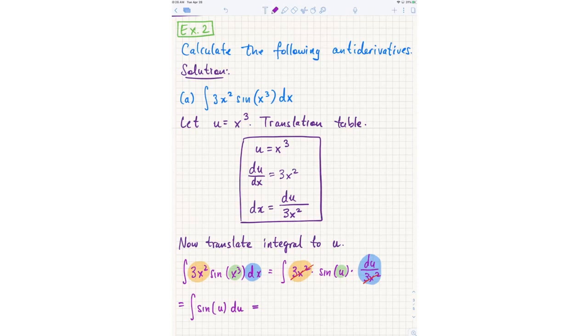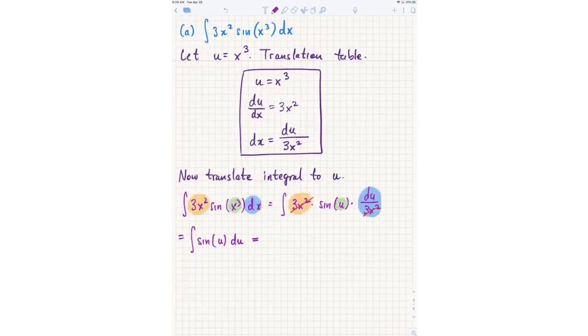Now, how do we proceed from here? Notice that I'm down to only one variable. X's are not in the picture anymore. It's okay if x's and u's kind of mix together in a middle step, but eventually you want to get rid of all the x's and keep just u. Now that I have it only in terms of u, what would be my next step here?